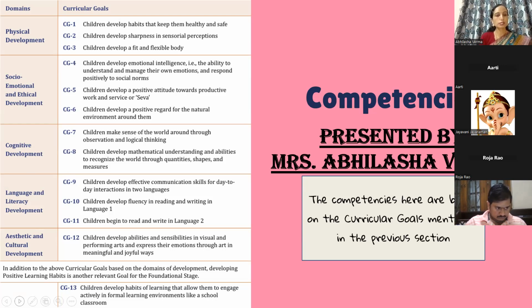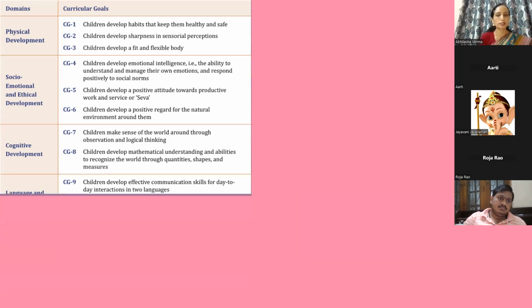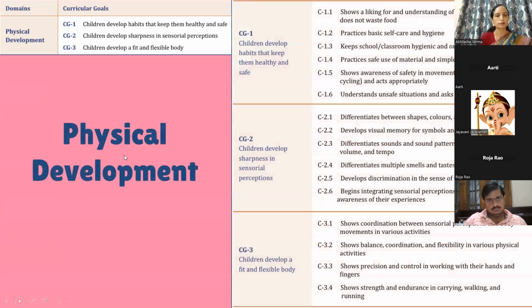It encourages the holistic development of the child, cultivating them in all aspects. On the screen, you can see the various domains and their curriculum goals, which Aarti ma'am has already explained. The various domains are physical development, social, emotional and ethical development, cognitive development, language and literacy development, aesthetic and cultural development. We'll move on to the next slide for each and every domain's explanation. Sir, next slide, please. First domain is physical development.